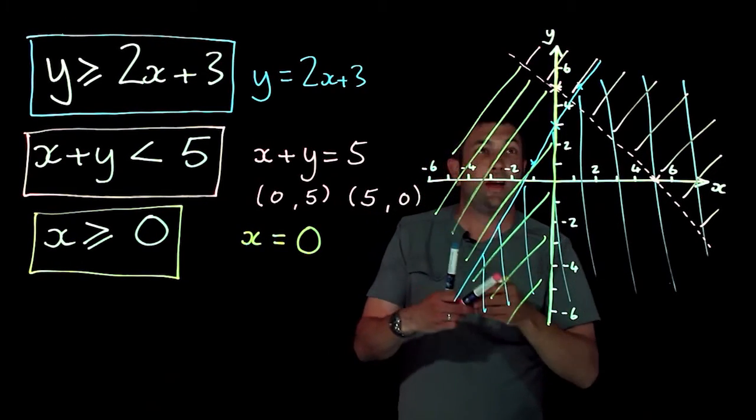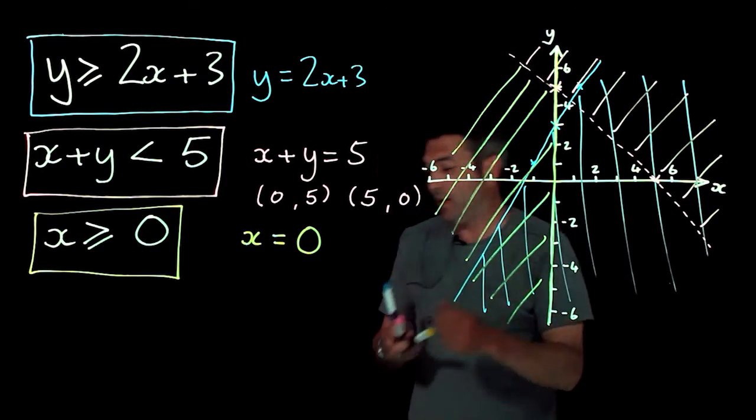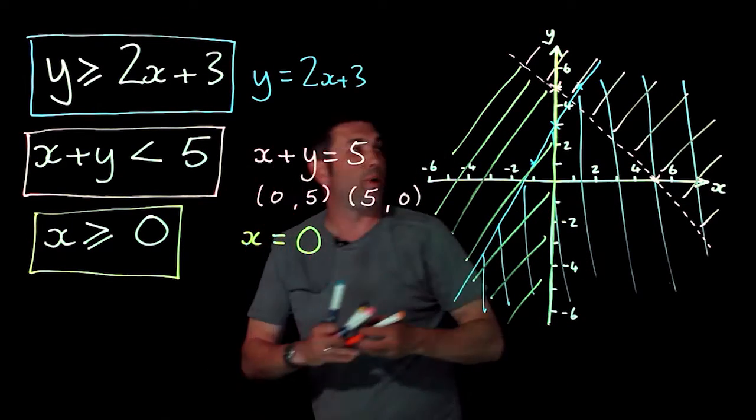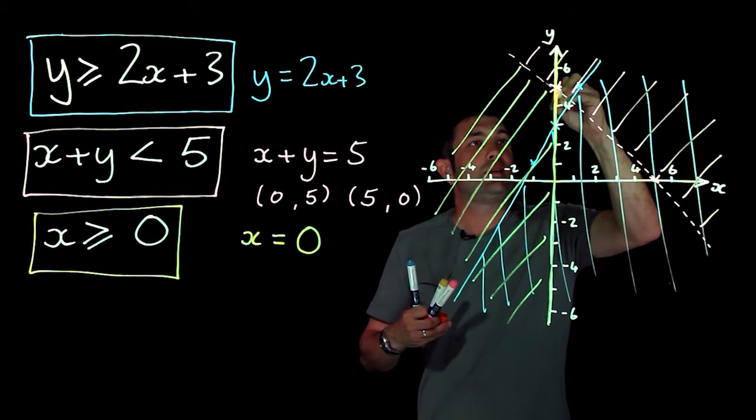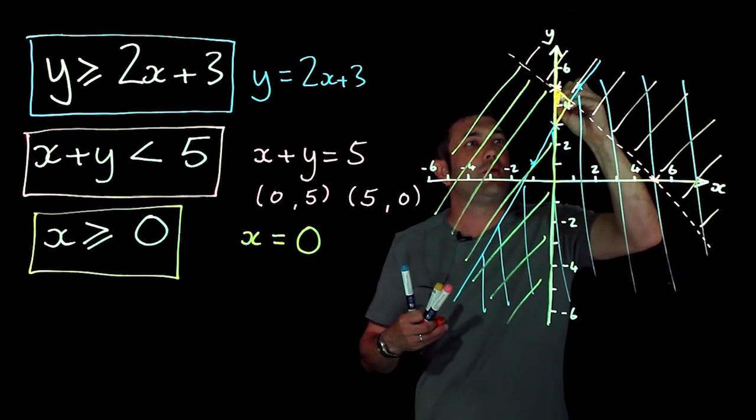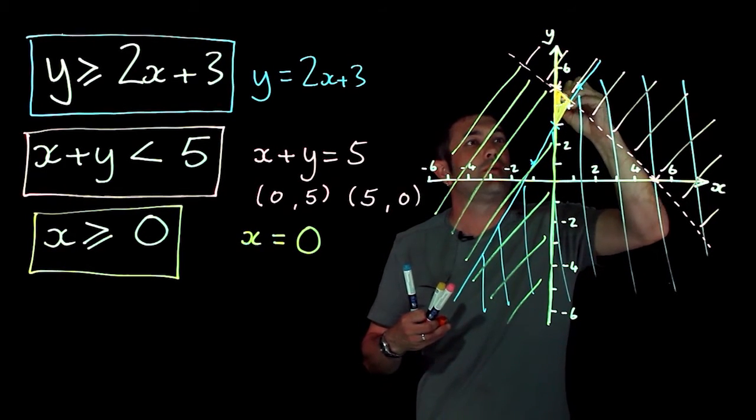Now, it's very, very small, isn't it? But actually, if I get my orange pen here, it's this little area here, and if I colour it in, that's the area I'm looking for.